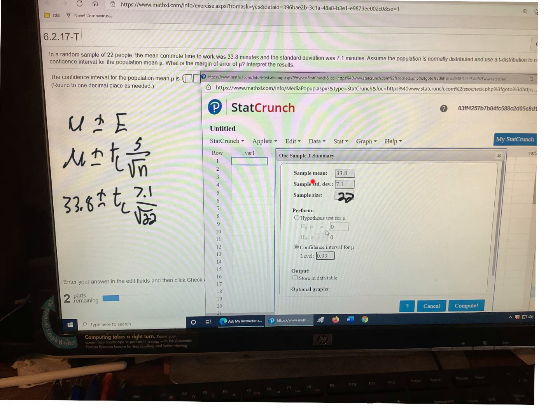And so I've gone ahead and put it in. You go to Stat, and then t-distribution, one sample with summary. We're given the summary, we're not given the data. And so the mean's 33.8, that's given. The standard deviation is 7.1, the sample size is 22, and then it's a confidence interval, you want 99%. Then you just click compute, and it'll give you the lower and upper limits, and you round it to one decimal. I kind of like using StatCrunch.